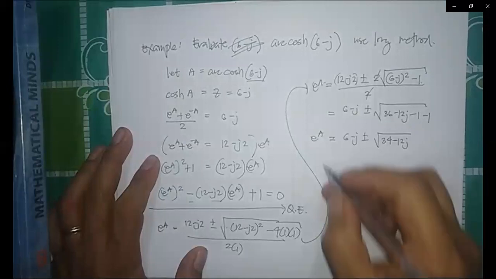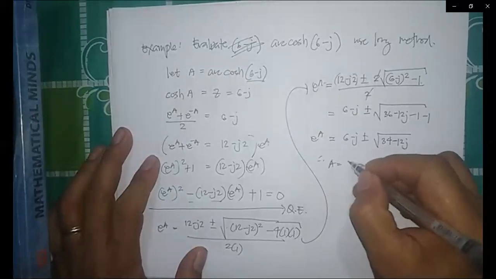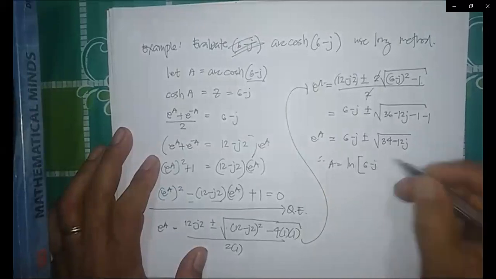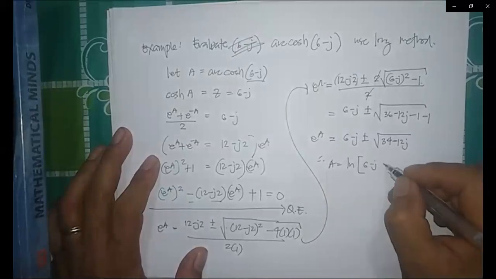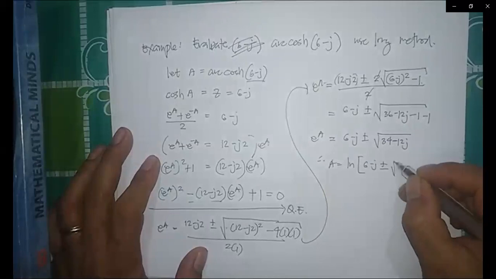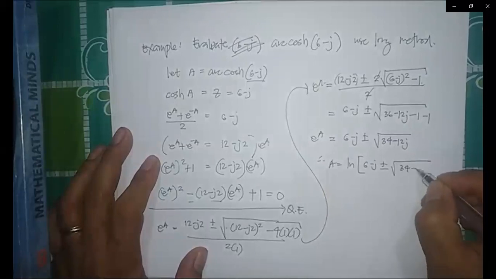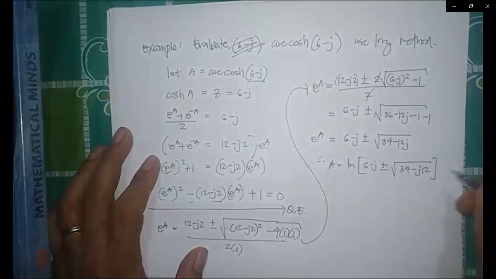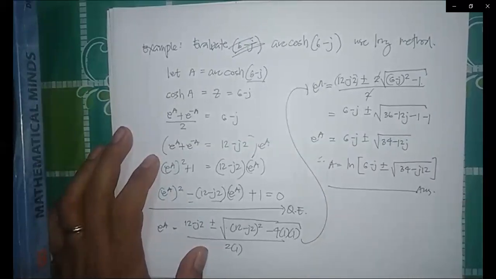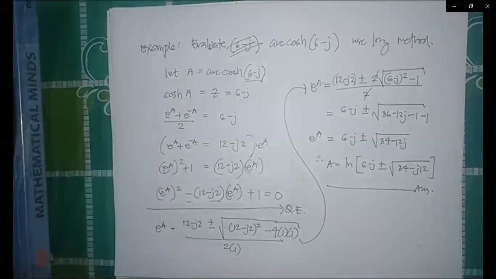Now, solving for a, you are going to take the logarithm of both sides of the equation. Plus or minus square root of 34 minus j12. So try to solve this problem using the short method and compare your answers with mine. Okay.